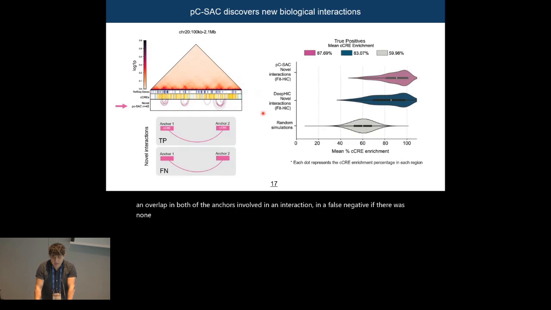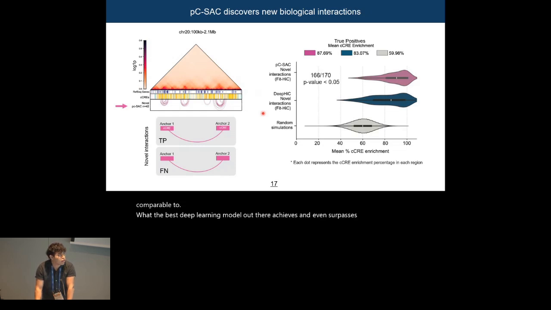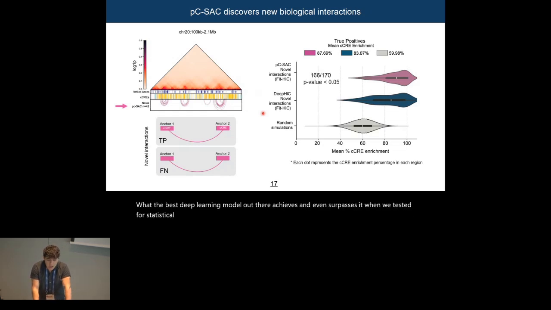When we analyze all of the previously mentioned regions, we observe that the mean pre-enrichment on all of those novel pC-SAC interactions is almost 88%, which is comparable to what the best deep learning model out there achieves and even surpasses it. When we tested for statistical significance, we identified that almost all of our regions possess significant, novel interactions.